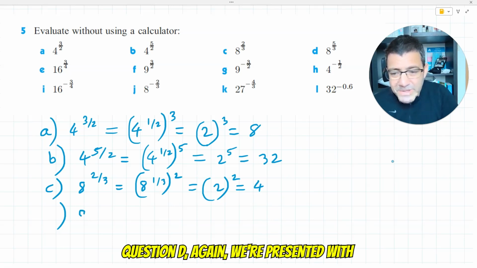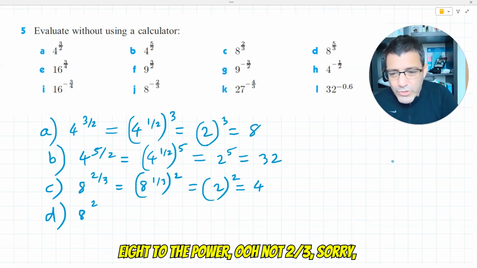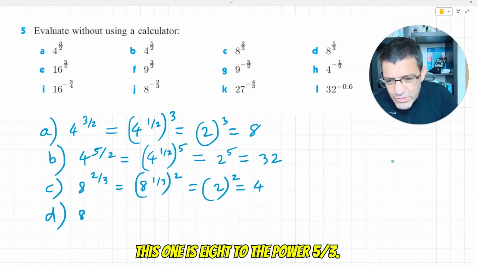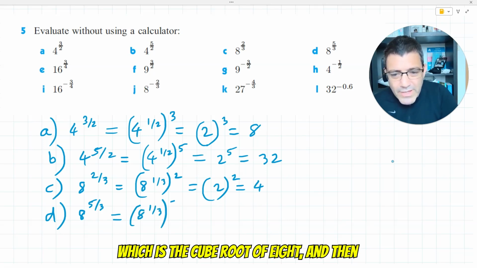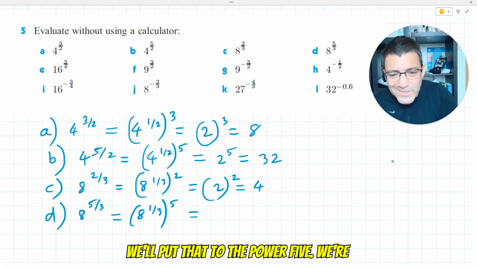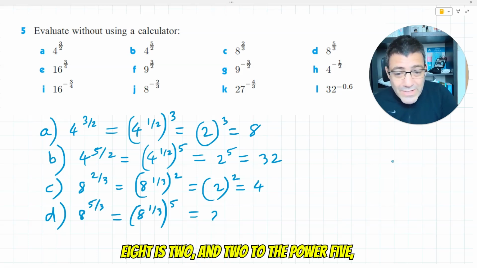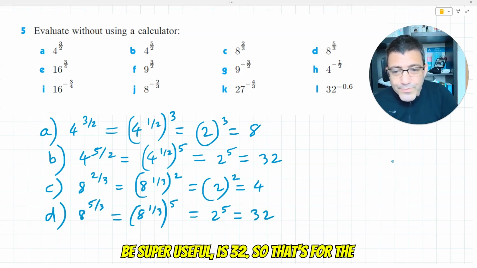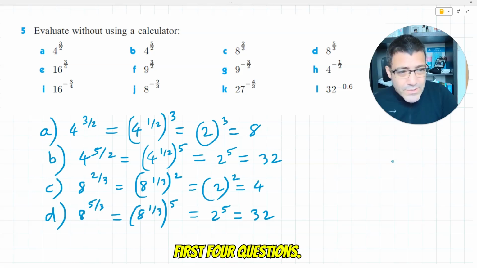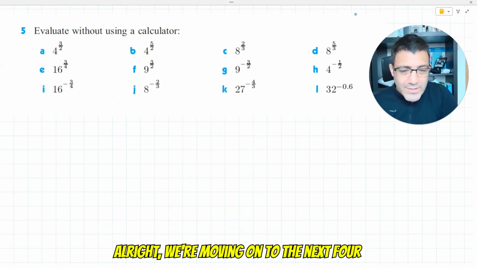Question D, again, we're presented with 8 to the power, oh, not 2/3, sorry, this one is 8 to the power 5/3. So let's go 8 to the power 1/3 first, which is the cube root of 8, and then we'll put that to the power 5. We're left with 2 because the cube root of 8 is 2. And 2 to the power 5, again, learning your powers of 2 would be super useful, is 32. So that's for the first 4 questions. All right, we're moving on to the next 4 here.